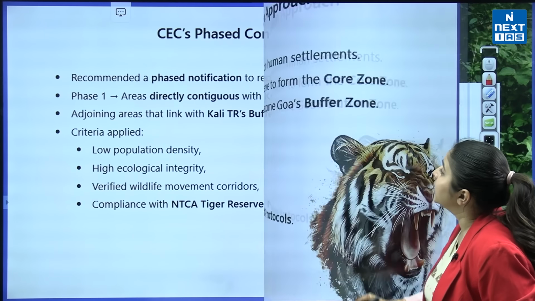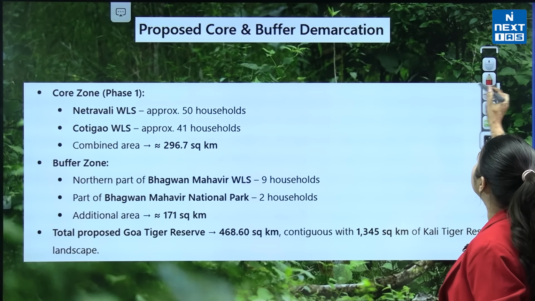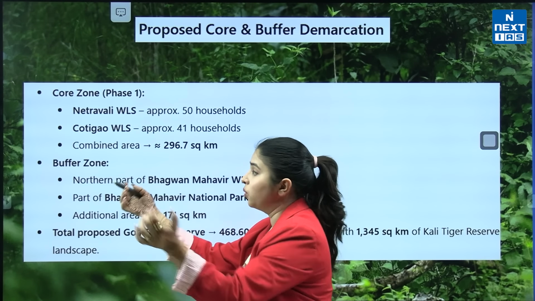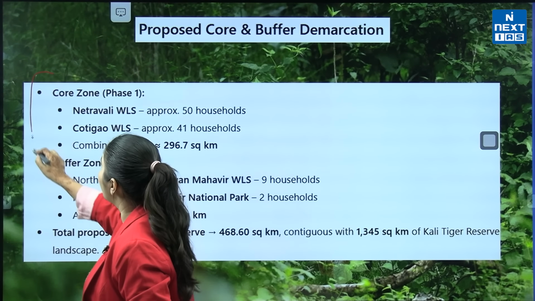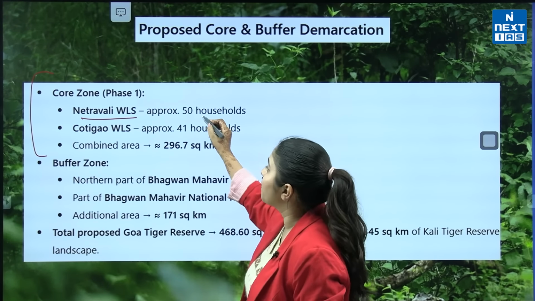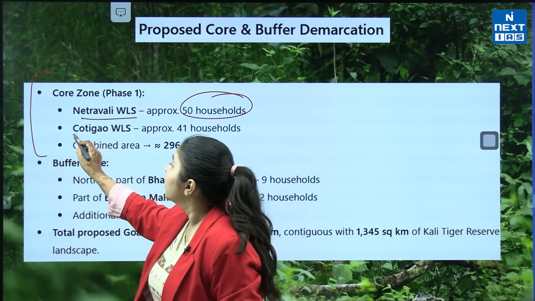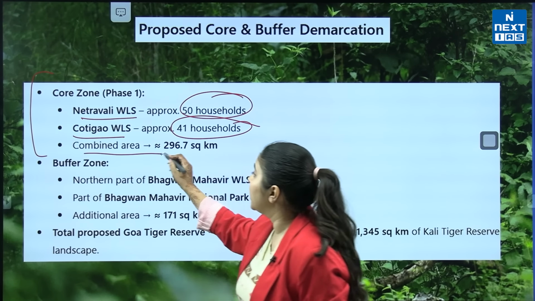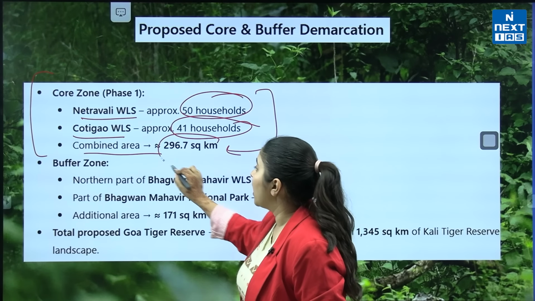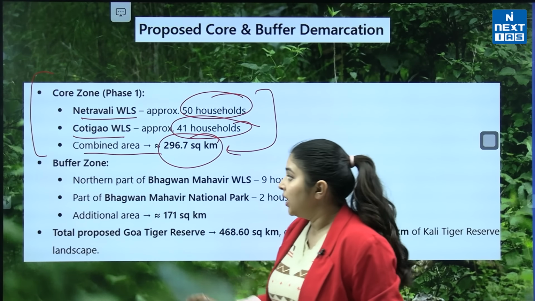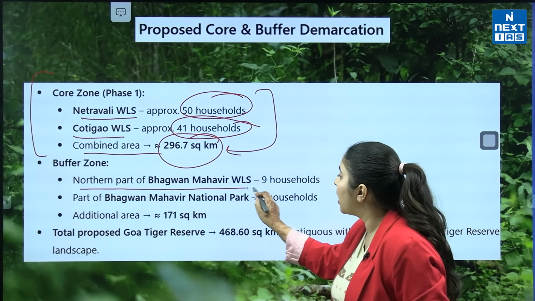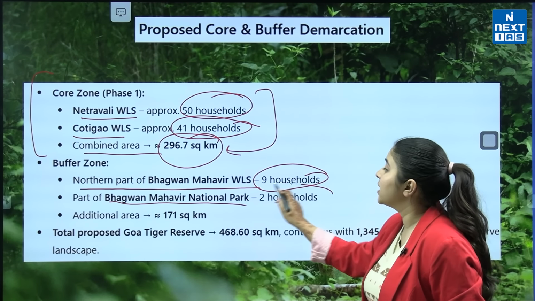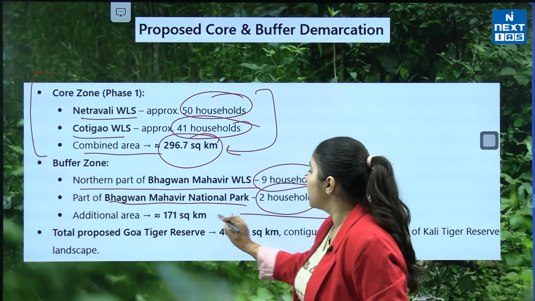Moving forward, let us understand the proposed core and buffer demarcation. Let us understand what the proposed core zones and buffer zones are. The core zones, which is phase 1, are Netravali WLS, which has approximately 50 households, then Kotigaon WLS, which has approximately 41 households, and the combined area of these two is 296.7 square kilometers. Now the buffer zone areas are the northern part of Bhagwan Mahavir WLS, which has 9 households, and part of Bhagwan Mahavir National Park, which has 2 households, and the additional area is 171 square kilometers.